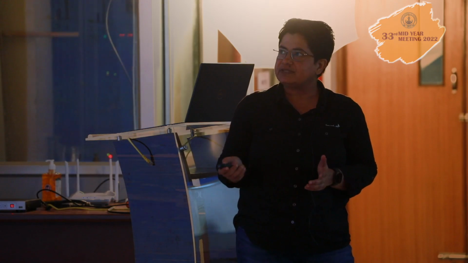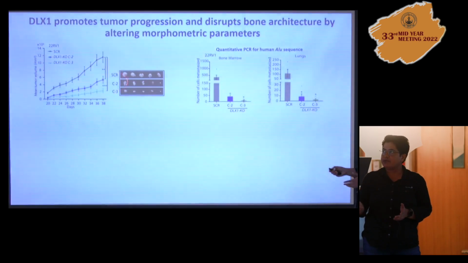So then to understand the relevance of DLX1 in tumorigenesis or carcinogenesis, we again performed a lot of cellular based assays, but I am going to share only the important mice experiment data here. What we did was perform CRISPR-Cas based knockout of DLX1 in these 22Rv1 cells and implanted these cells in immunodeficient mice, and you can see over a period of time there is a significant regression in tumor burden in these DLX1 knockout mice as compared to the scramble control.